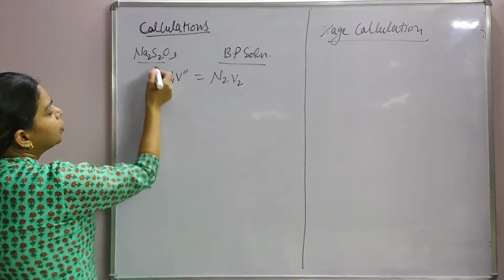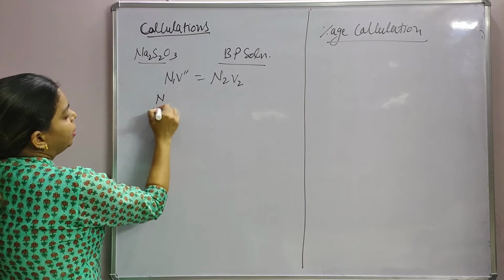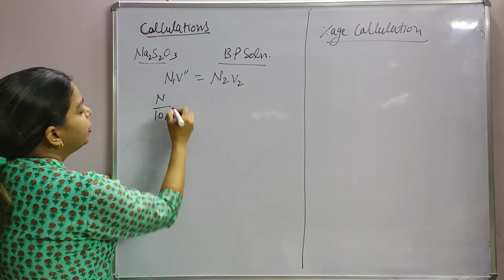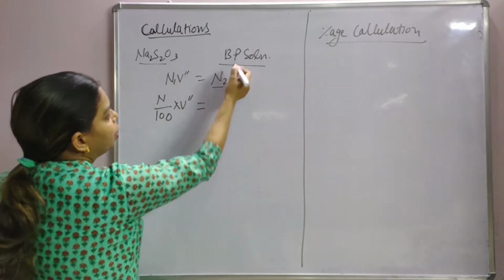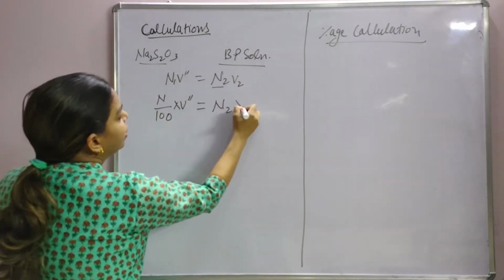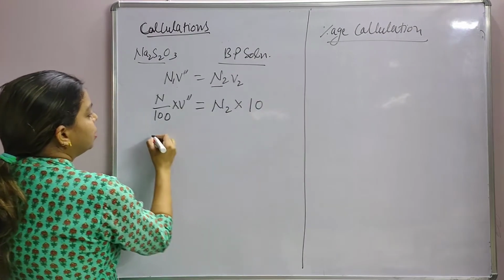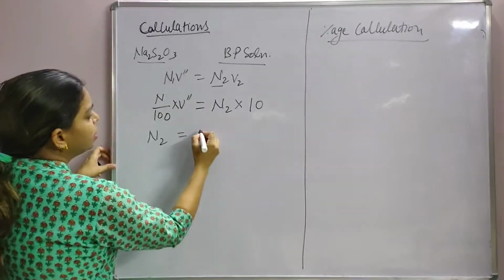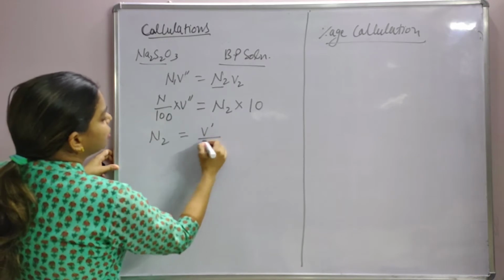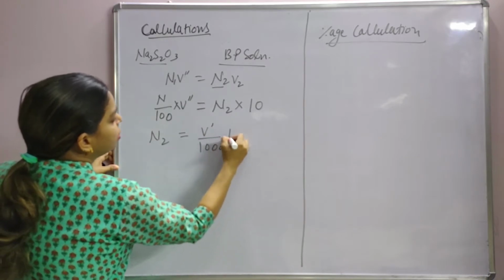So normality of thiosulfate is N by 100, which we have already confirmed, into V double dash from the table. Normality of bleaching powder you have to calculate. Volume taken was 10 ml. So you can find out N2 from here. This will be V dash upon 1000 normal.